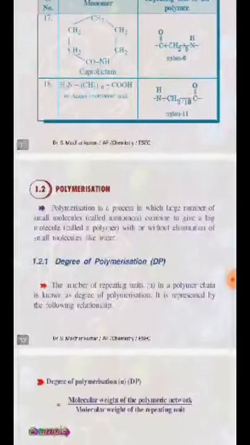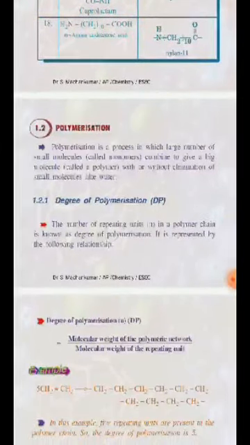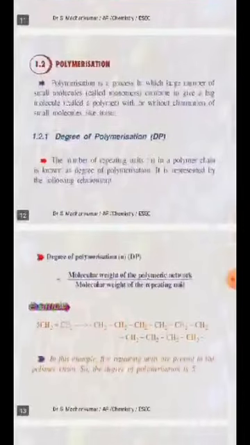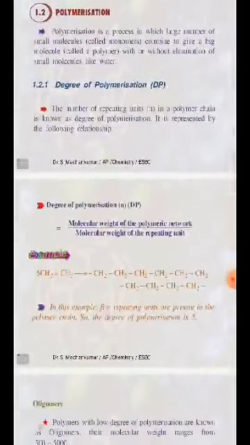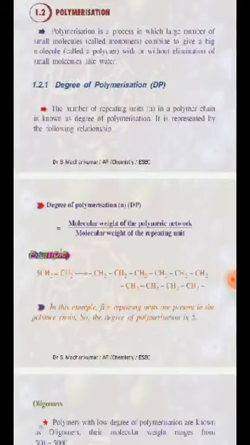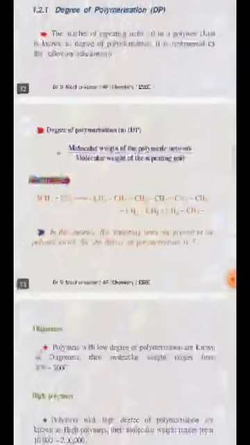Define degree of polymerization, DP. The number of repeating units n in a polymer chain is known as degree of polymerization. It is represented by the following relationship. Degree of polymerization equals molecular weight of the polymer divided by molecular weight of the repeating unit. In this example, 5 repeating units are present in the polymer chain. So, the degree of polymerization is 5.